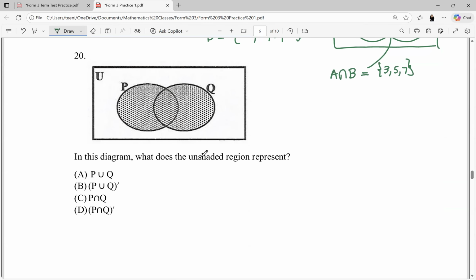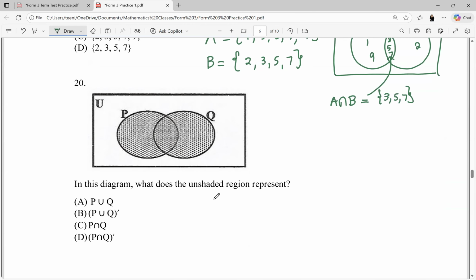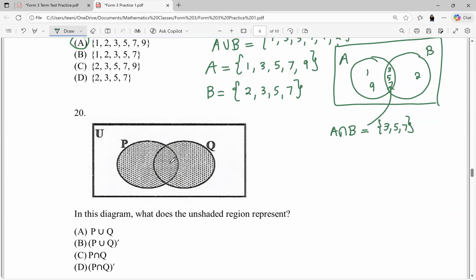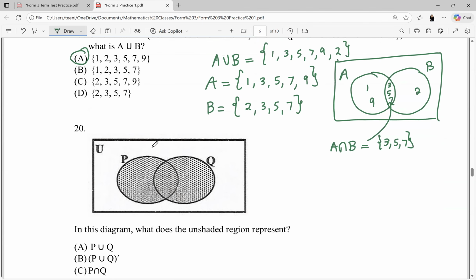And then the last question here, in this diagram, what does the unshaded region represent? Well, what is shaded here is everything that is in P and Q. So would this be the intersection or the union that is shaded? The intersection. The intersection is literally the intersection of the two sets. So the intersection would have just been the middle here.